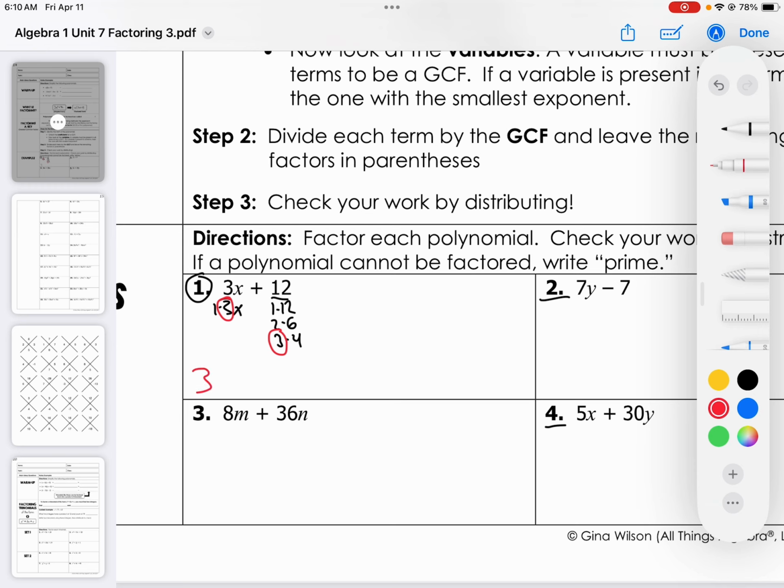Okay. Then, once I know what they have in common, what I'm going to do is essentially, in this set of parentheses, take everything that's left when I take out that 3. So if I take this 3 out, what's left is I have a 1 and an x. So that would give me 1x. And then for the 12, when I take out the 3, what's left would be a 4. Okay. In between these is going to be the same symbol that I have in the problem. So this was a plus. This will give me 3, and then 1x plus 4.